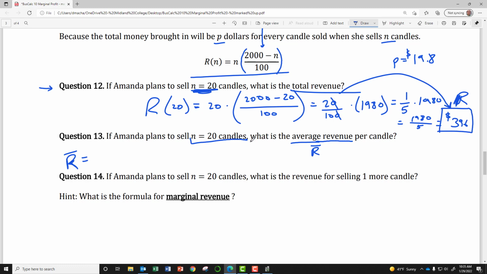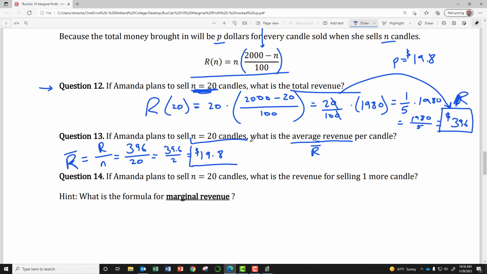And then this is going to be a similar formula. I just take the total revenue and divide by the number of candles sold. So my total revenue was 396, and I'm going to divide by 20 candles because I sold 20 of them. And so this is going to be 39.6 divided by 2, which will be a little bit less than 20, right? In fact, I think it's going to be 19.8.